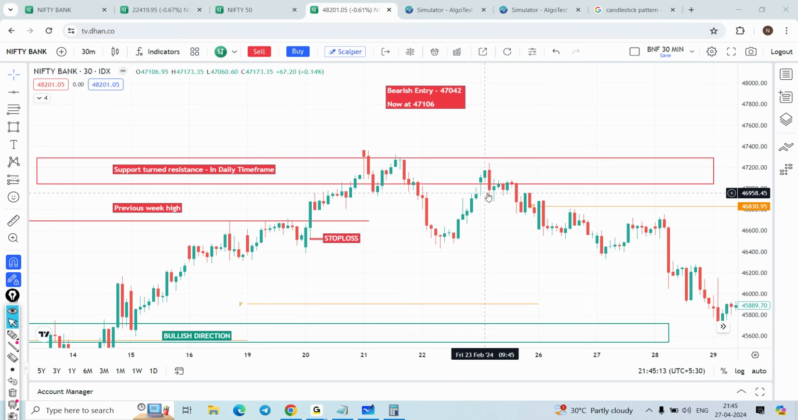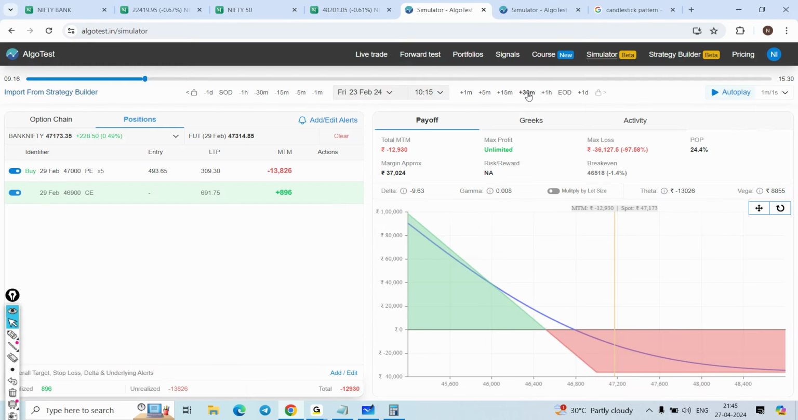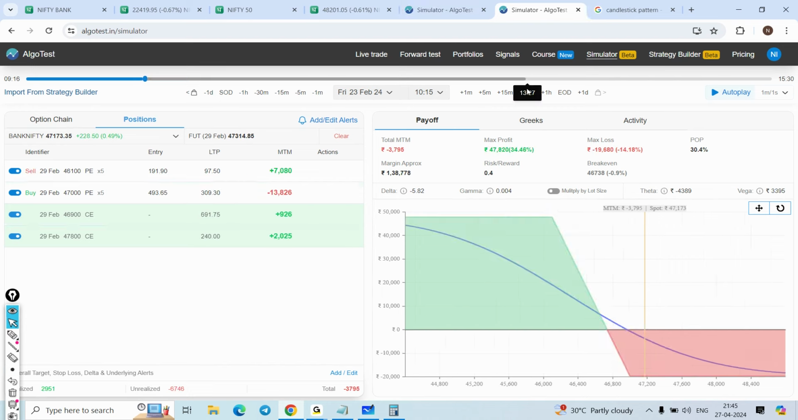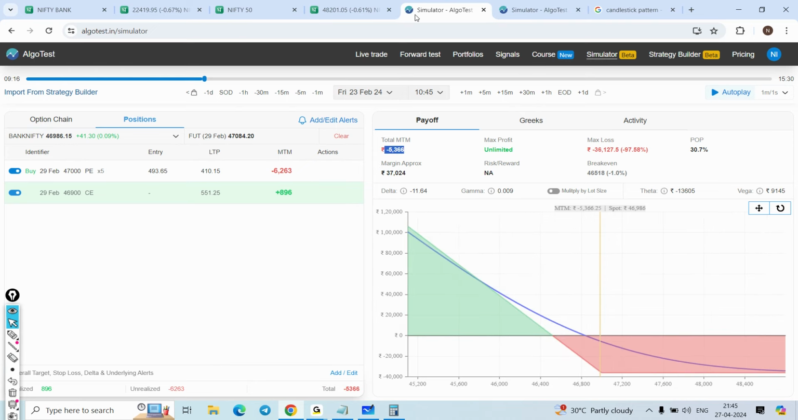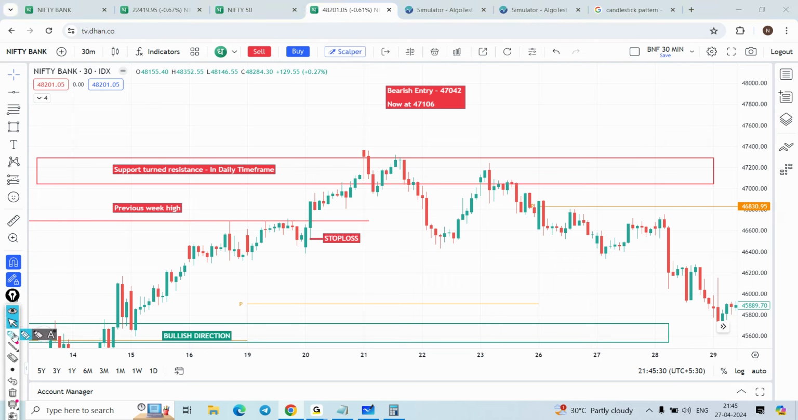What happened next? Immediately here the price is rejecting. Price is rejecting here immediately. Edged position came back to profit, but still here the loss is running. Theta's effect, because the market came down, one day of reversal creating pressure. Now price again rejecting from here.